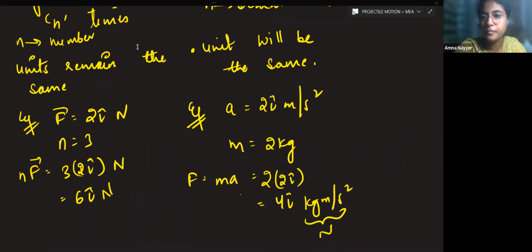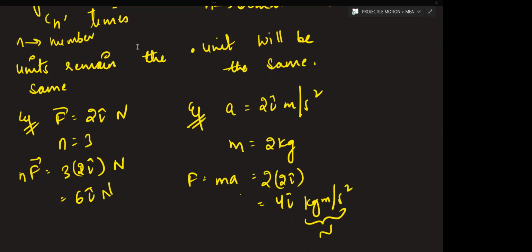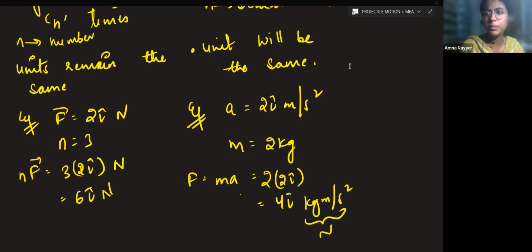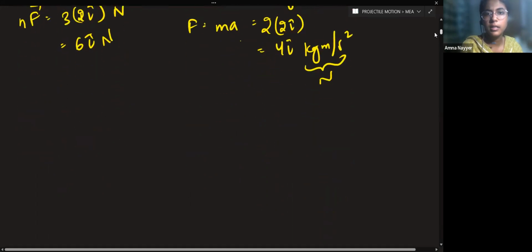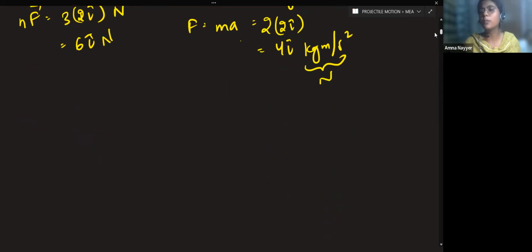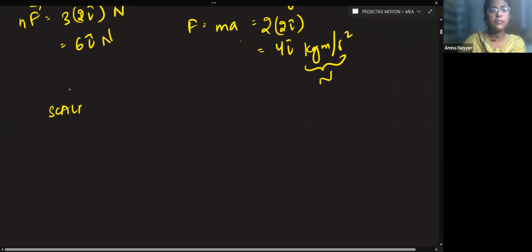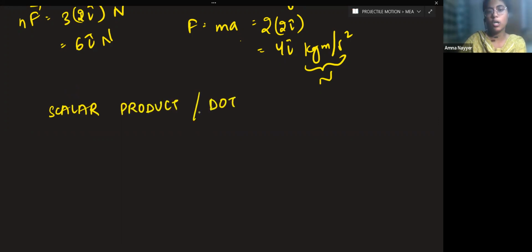Done, class? Written? Yes, ma'am. Let's start now with the scalar product or the dot product, which we say. Now, see, what is the scalar product or dot product? We even call the dot product that we use the scalar product also. So this is the scalar product or the dot product. But in common terms, we'll be using the term dot product only. So this is the scalar product or dot product.